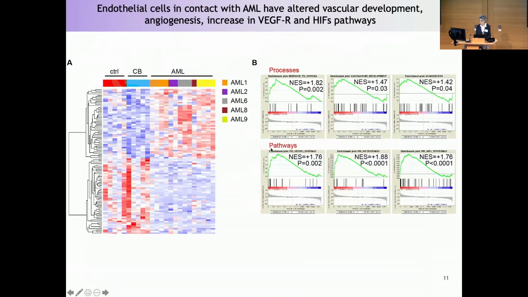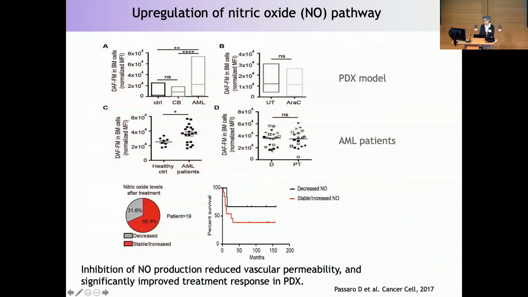But also, she focused on nitric oxide, as nitric oxide has been implicated in vessel permeability in solid tumors. And she went on to essentially use DAF-FM, which allowed us to quantify the nitric oxide presence in the bone marrow of these mice. So these are mice injected with nothing, with either cord blood or different AML patients, and you see that in general there was an increase in all the AML that we've tested.